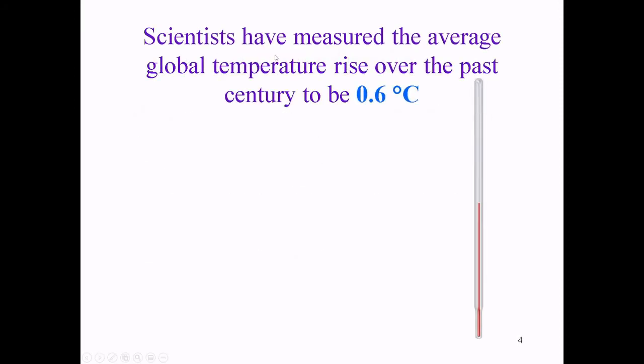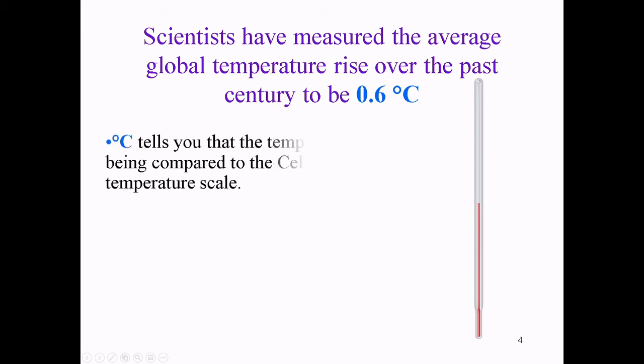So scientists have measured the average global temperature rise over the past century and found it to be 0.6 degrees Celsius. So the symbol, degree Celsius, tells you that the temperature is being compared to the Celsius temperature scale. Okay, so we know what kind of degree we're looking at here. And this is a different scale than the one that we usually use.